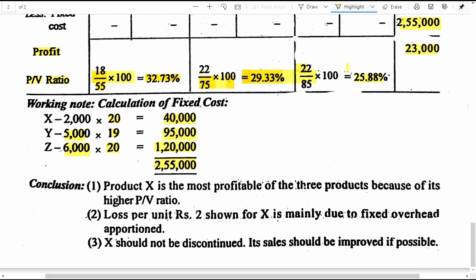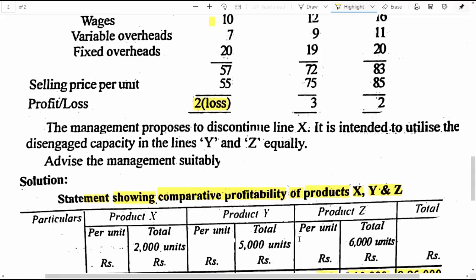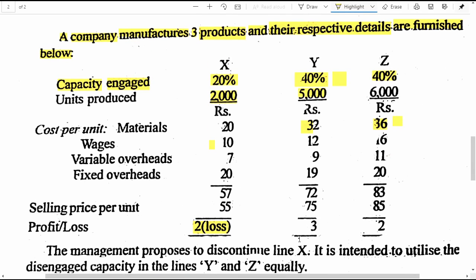Point number 1. Product X is the most profitable of the three products because of its higher PVR. Number 2, the loss per unit of 2 rupees shown for X is mainly due to the fixed overhead apportionment. So X should not be discontinued. Its sale should be improved if possible. This is the real conclusion behind this situation. Therefore, you as a management accountant advise the management not to discontinue product X.